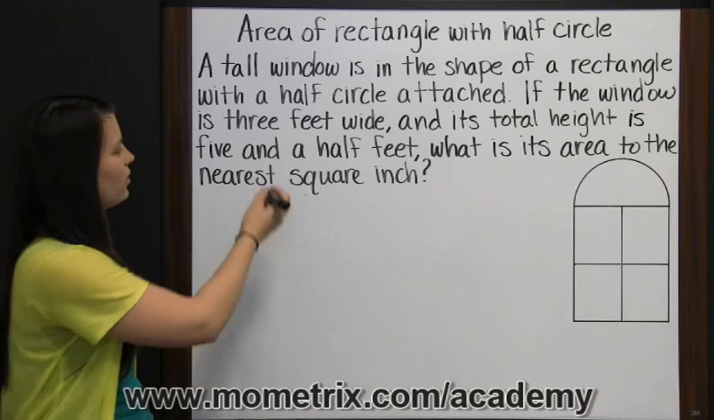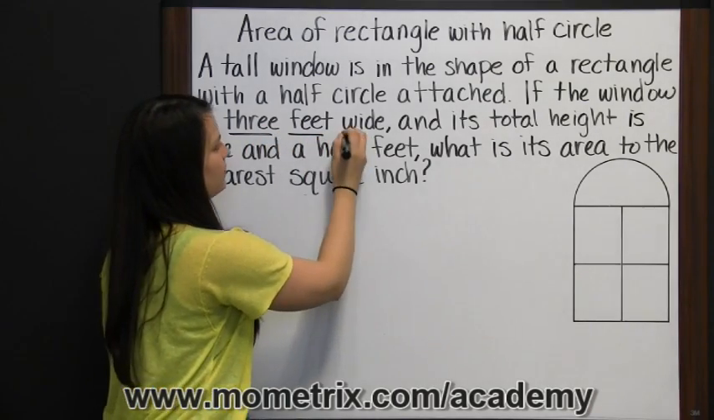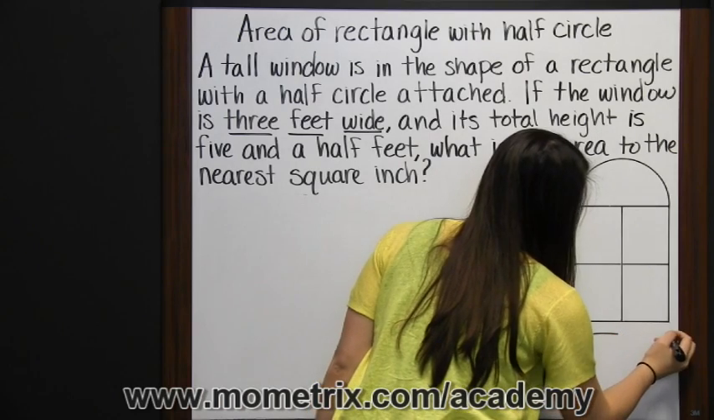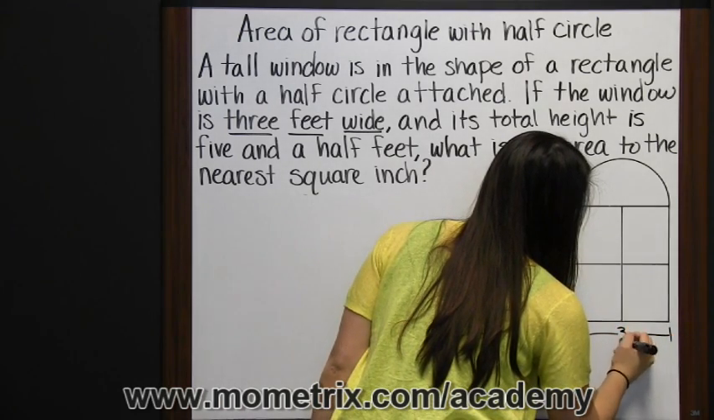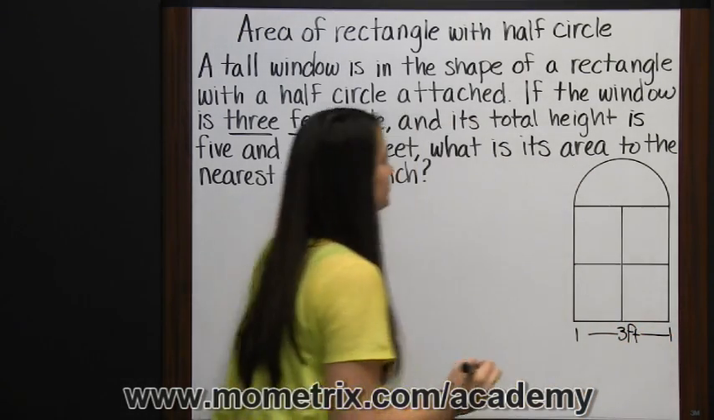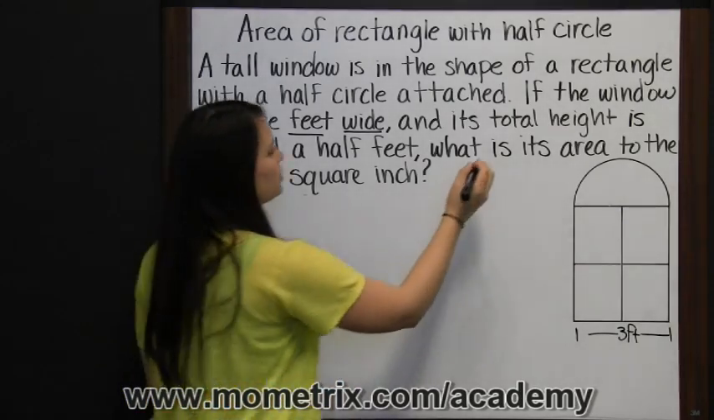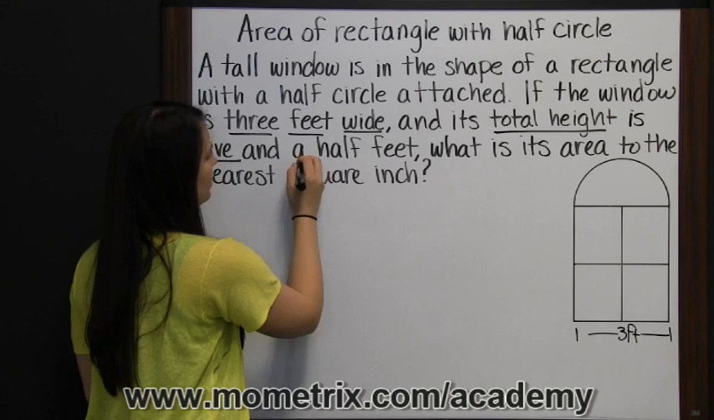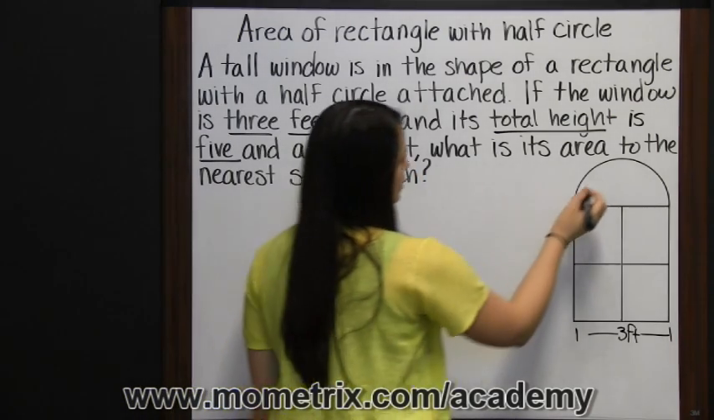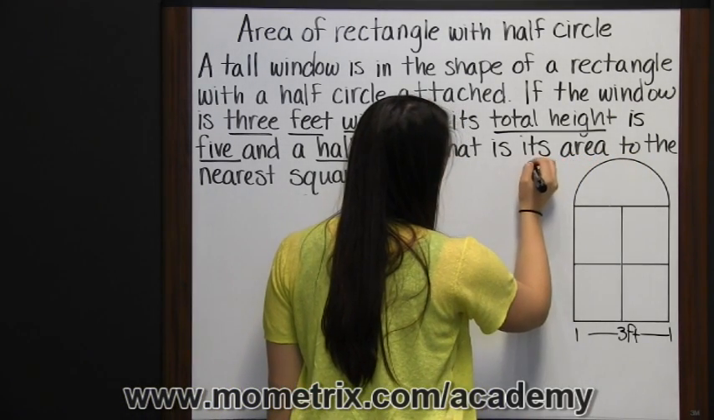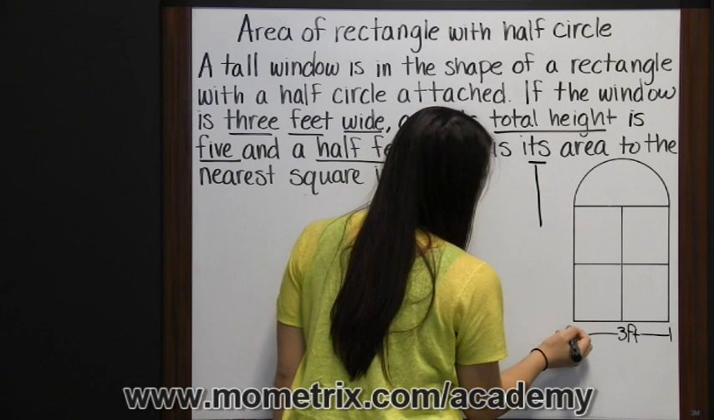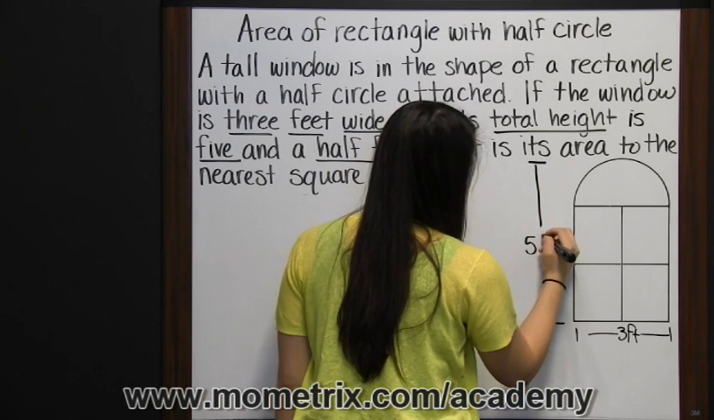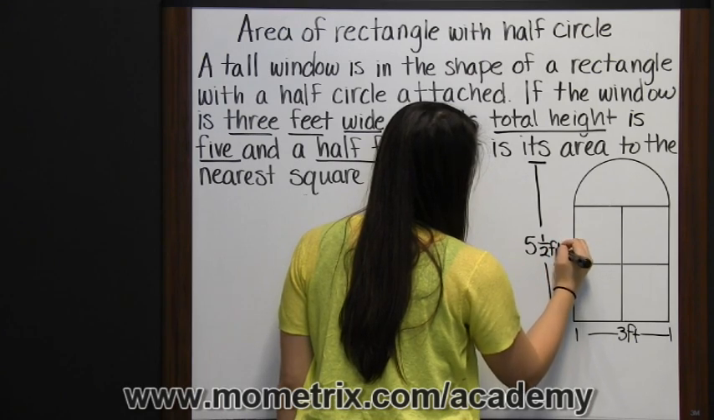So it says the window is 3 feet wide. So that means that this length from here to here is 3 feet. And the total height of the window is 5.5 feet. So the total height, that means from the very top all the way down to the very bottom, is 5.5 feet.